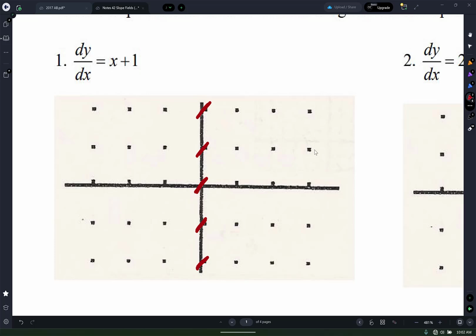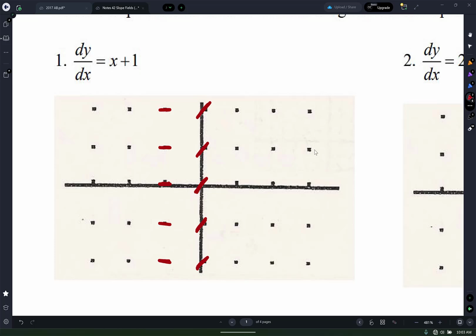On x equals negative 1, so right here, these points right here, at x equals negative 1, negative 1 plus 1 is 0, so I'm going to put little hash marks of slopes of 0. Slope of 0, slope of 0, slope of 0, slope of 0, slope of 0. Do you see what we're doing?